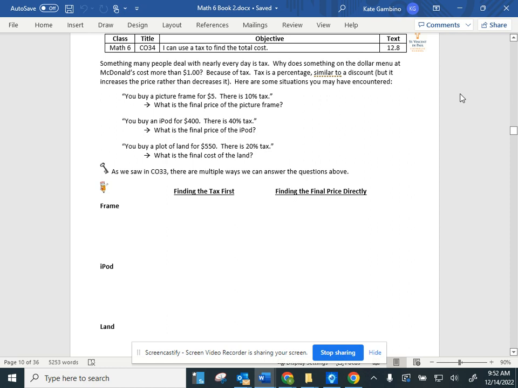Good morning. We are continuing with our percentages unit. Today we are doing CO34. I can use a tax to find the total cost. So when you buy stuff at the store, there's taxes associated with it.